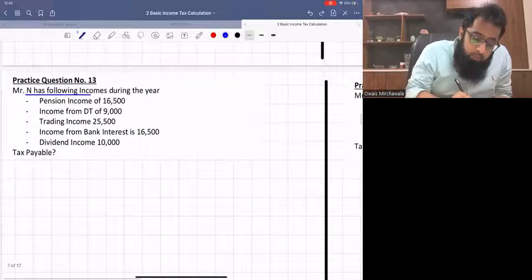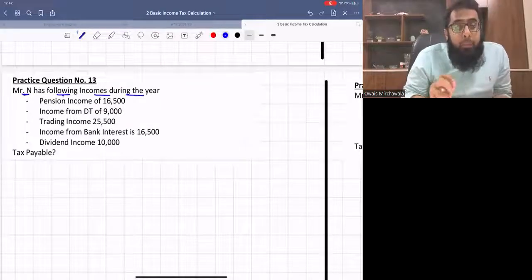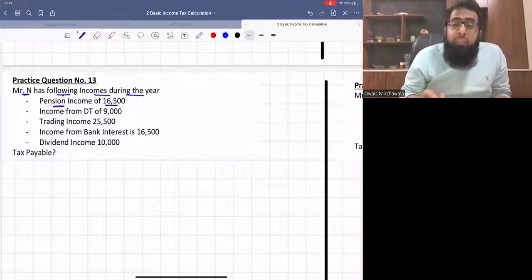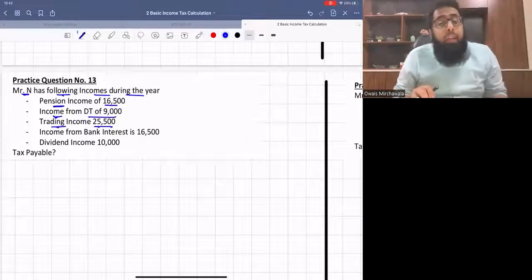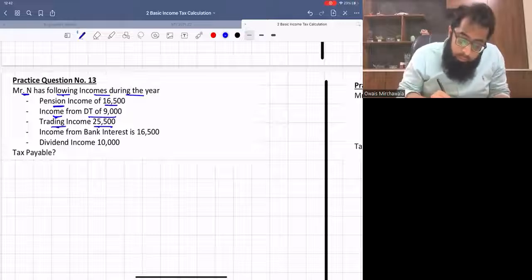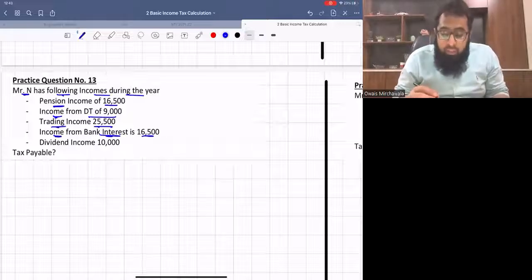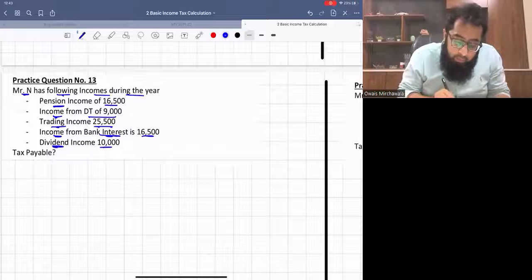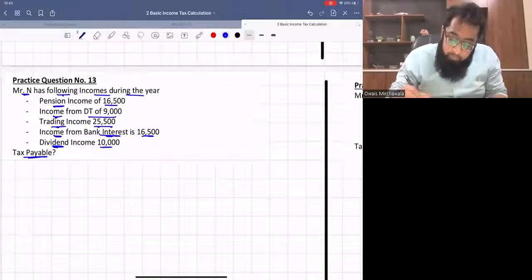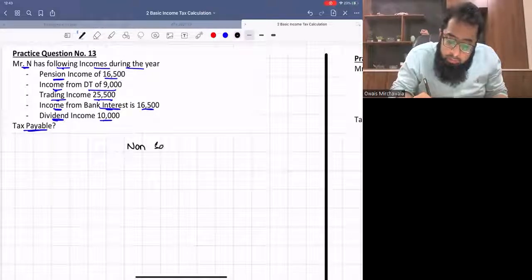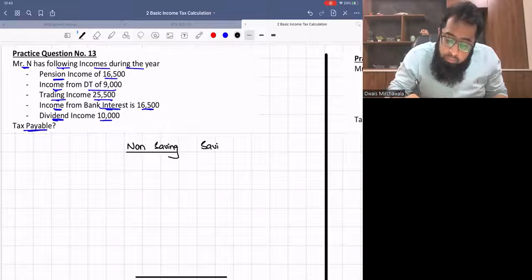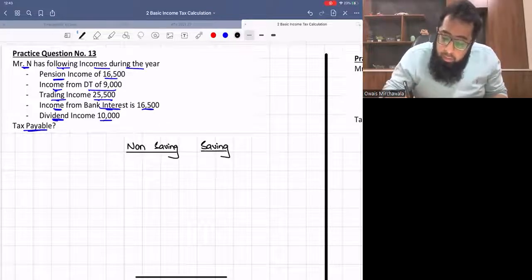Mr. N has the following incomes during the year. Pension income 16,500, which is a non-saving income. Income from DT 9,000. Trading income 25,500. Income from bank interest 16,500. Dividend income 10,000. We have to calculate the tax paid. Now, we will simply divide all the incomes into three heads: non-saving, saving, and the third head will be dividend.